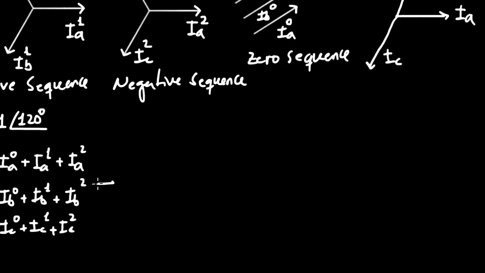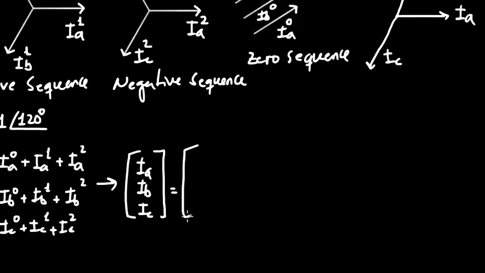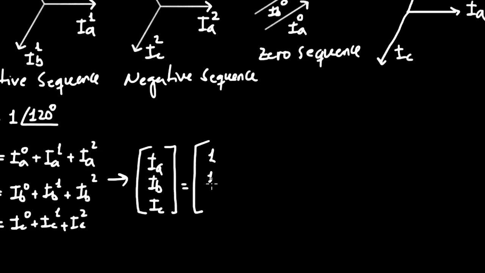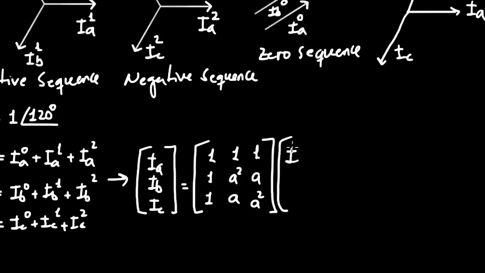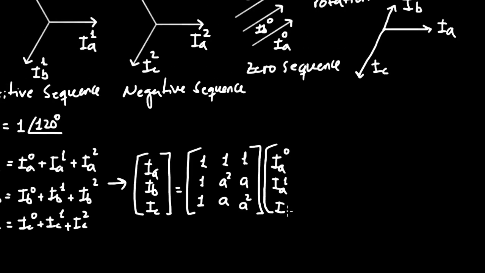So let's go ahead and write this down in matrix notation. We can say then that we're going to have IA here, IB, IC, and that's going to be equal to this matrix over here. We're going to say that's equal to 1, 1, 1, 1, A squared, A, 1, A, A squared, times the sequence components. So times IA0, IA1, IA2.